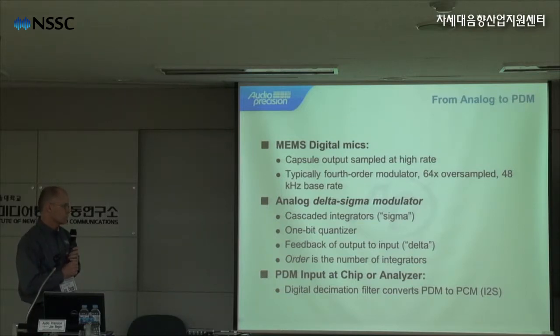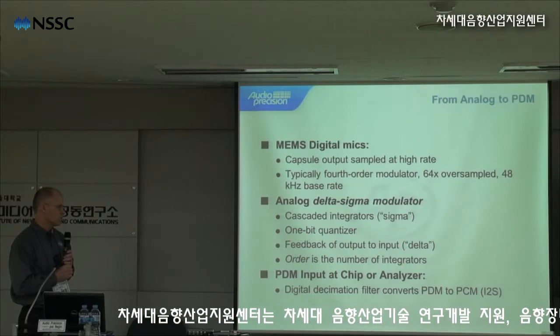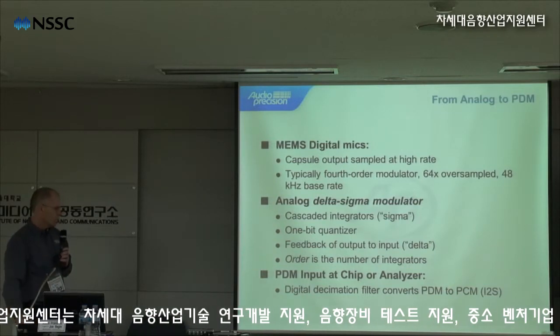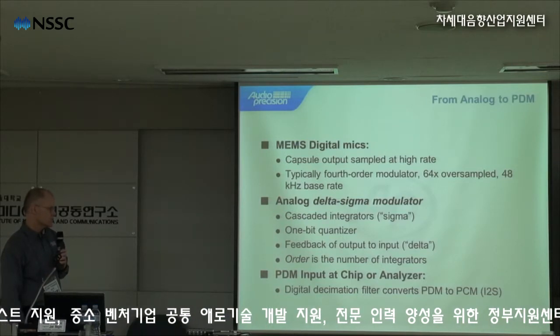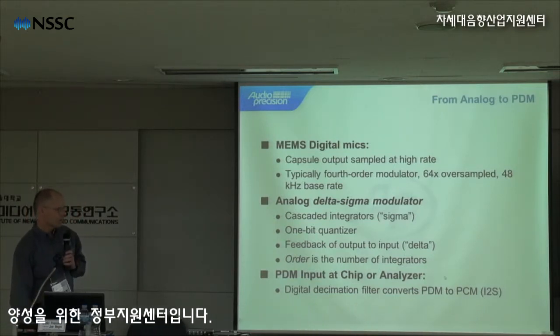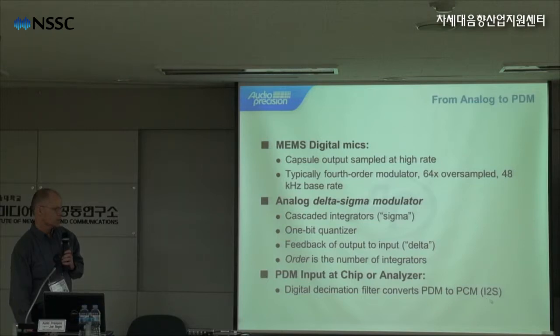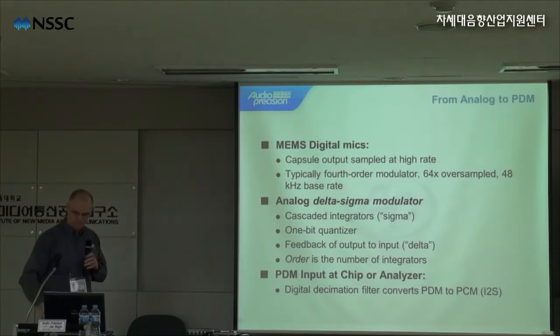So an analog delta sigma modulator has cascaded integrators, that's the sigma part of the delta sigma, a 1-bit quantizer, and feedback of the output to the input. That's where the delta comes in. And the order is the number of integrators. So when the PDM is input to a chip or to our analyzer, there's a digital decimation filter that converts from PDM back to PCM. And typically, I2S is used for interchip connectivity. So inside our analyzers, all of the modules communicate over I2S.